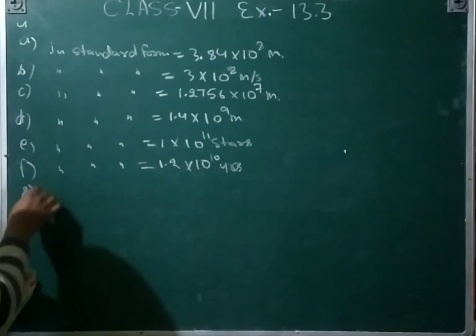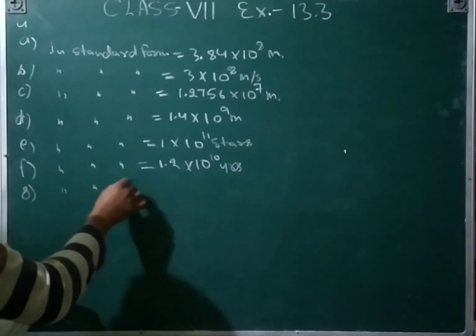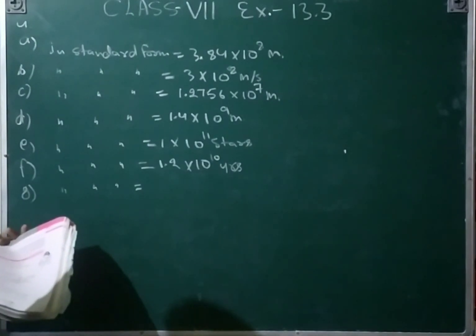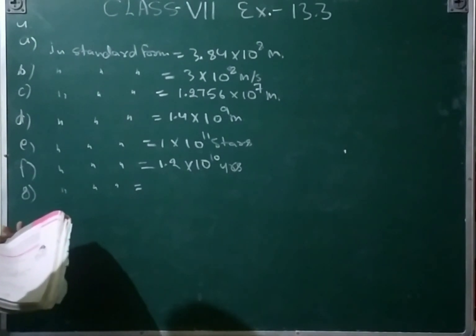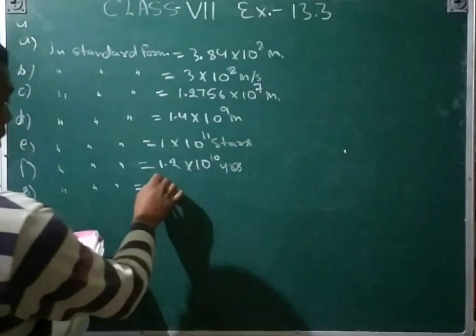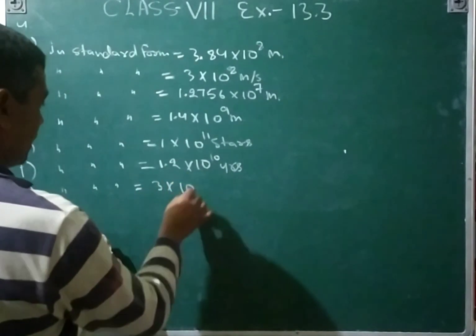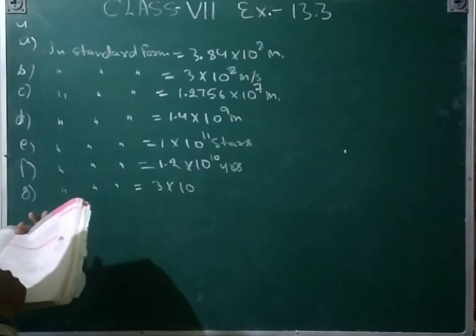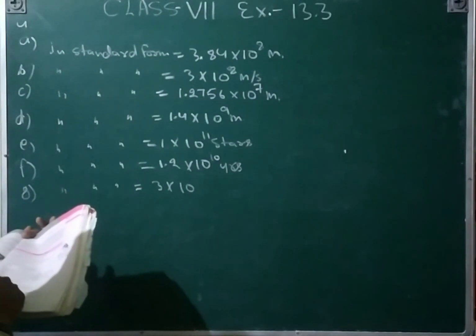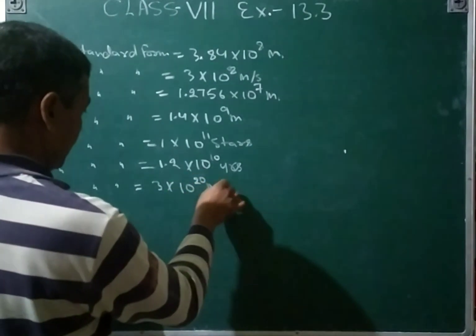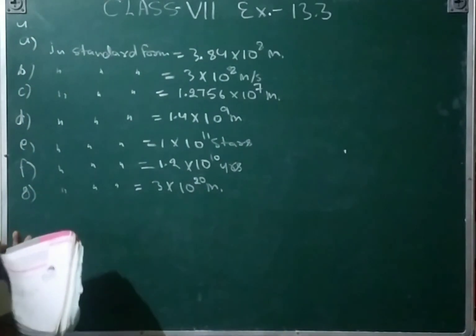G part in standard form: the distance of the sun from the center of the Milky Way galaxy is estimated to be that many meter, so 3 into 10 power, how many zeros will become? 3, 6, 9, 12, 15, 18, 19, 20 meter.